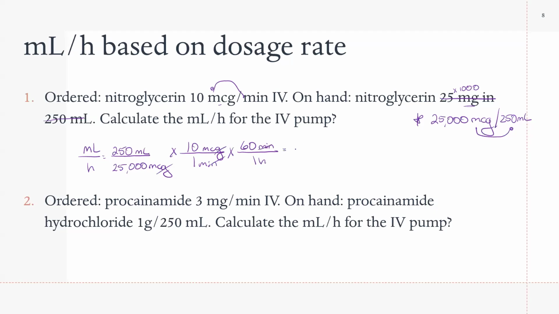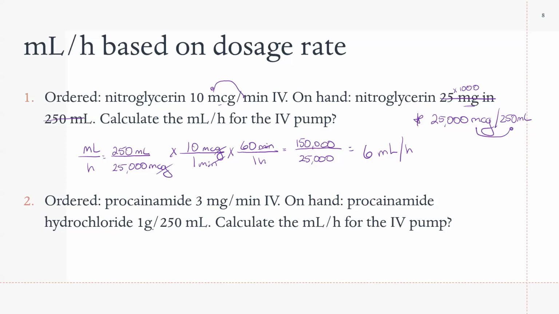Double check. I know the bottom would be 25,000. 250 times 10 times 60 gives me 150,000 divided by 25,000. And I got six. Double checking. 6 milliliters per hour. Okay, last one. So what's ordered is 3 milligrams per minute.